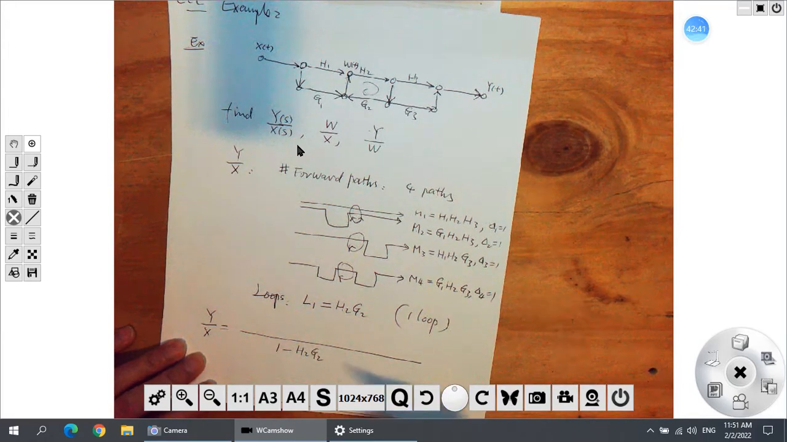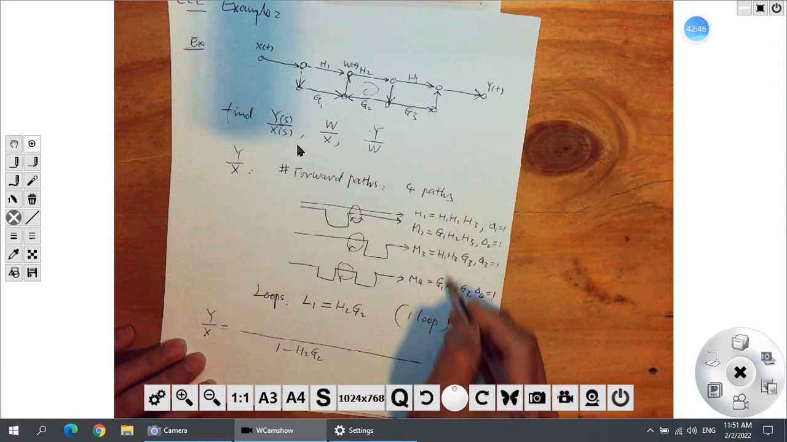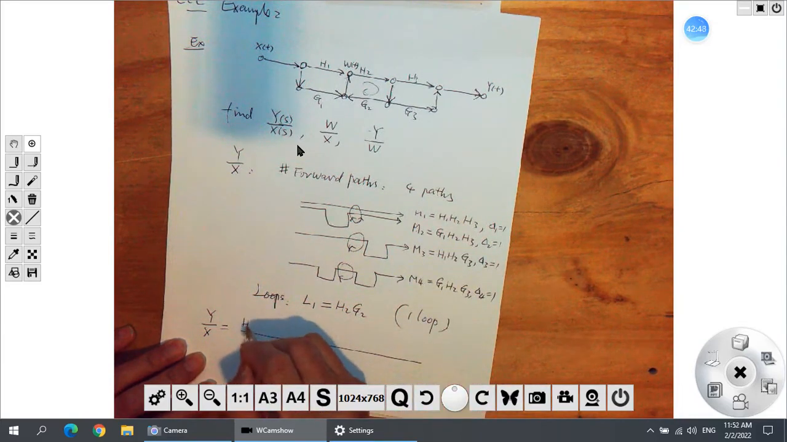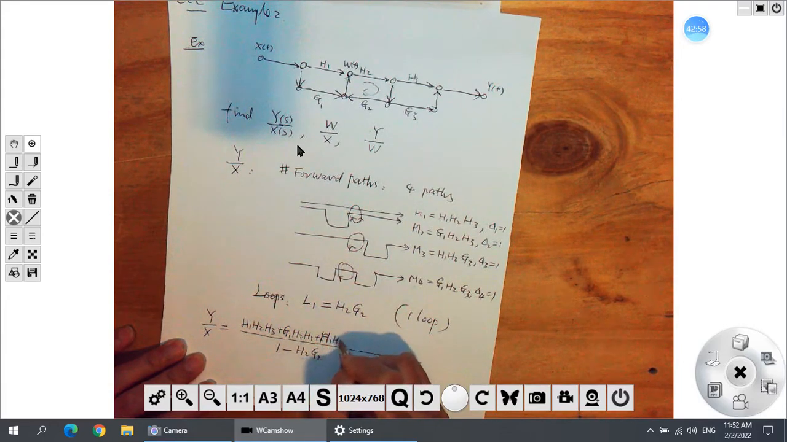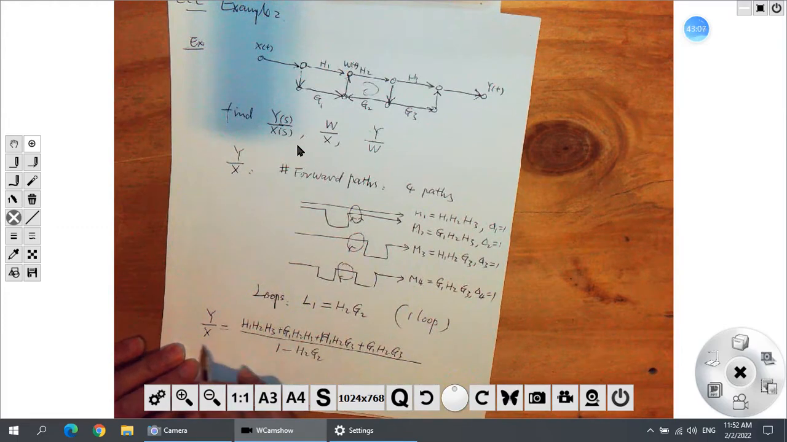Now this is just M1 plus M2, M3, and M4, so add the 4 together. It is H1, H2, H3 plus G1, H2, H3 plus H1, H2, G3 plus G1, H2, G3. That's it. This is Y over X.